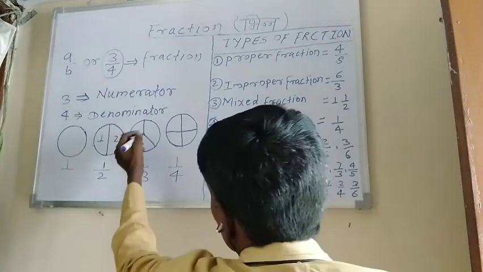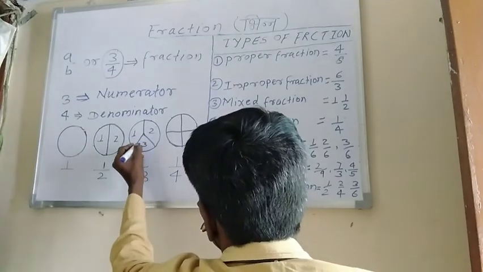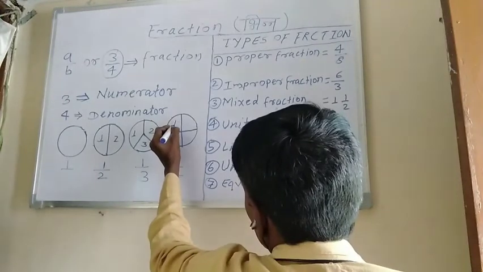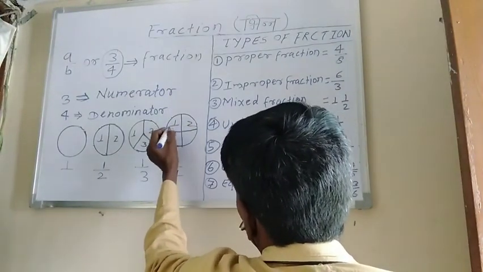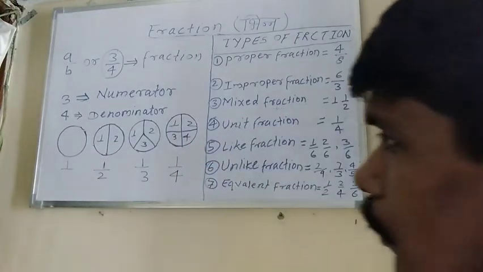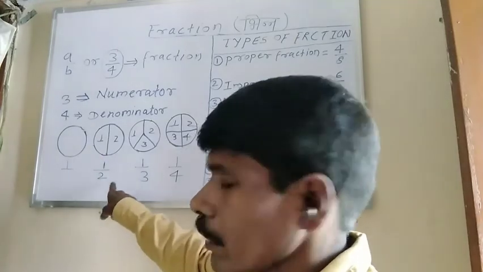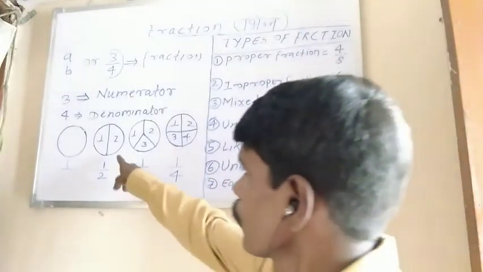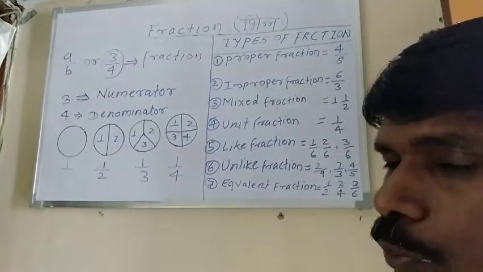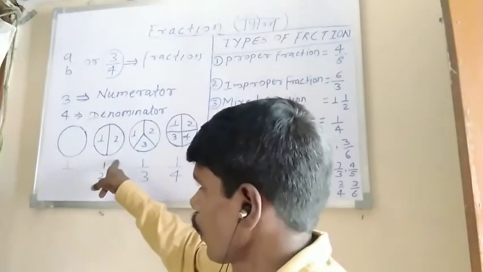In the third, she divided the chapati into three equal parts, and in the fourth, into four equal parts. So here this is the whole, and this is the chapati divided into two equal parts. These two parts are halves, and two halves made one chapati.